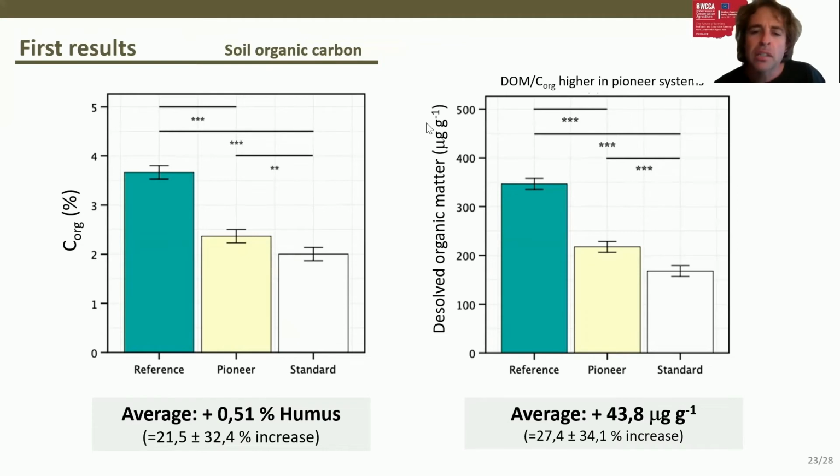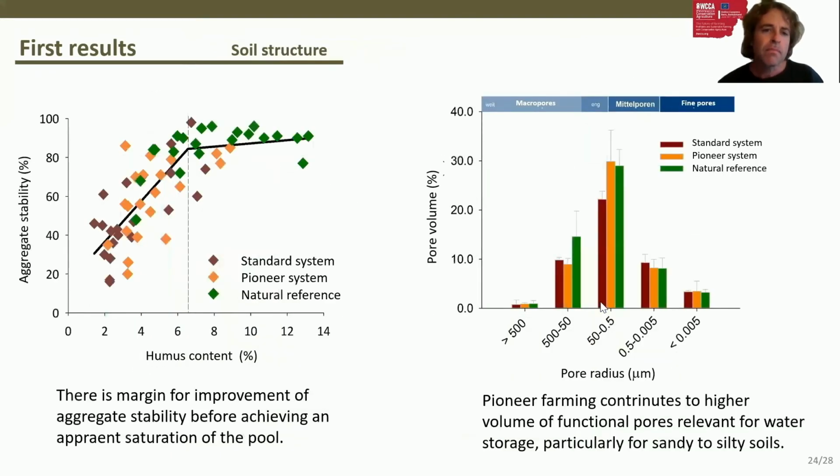We have also measured dissolved organic matter, which is a very important source of organic matter for soil microbes and for functional contributions of soil organic carbon. And in this context, we've seen that pioneer systems have nearly 1/3 higher levels of dissolved organic carbon compared to standard systems. Again, the natural reference has still a comparatively high advance over both of the agricultural systems.